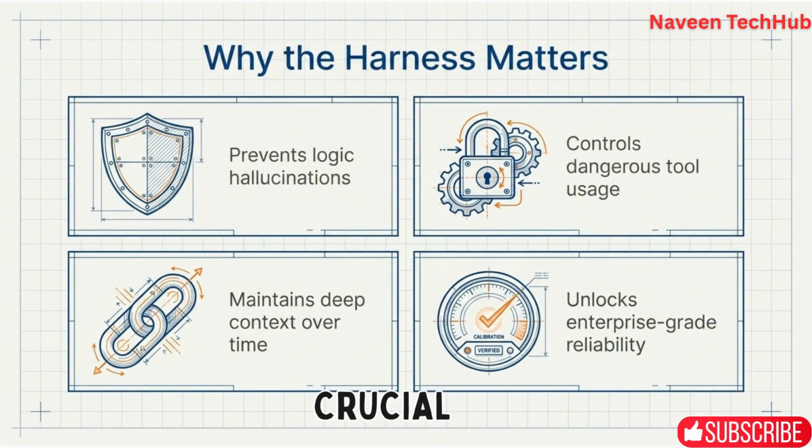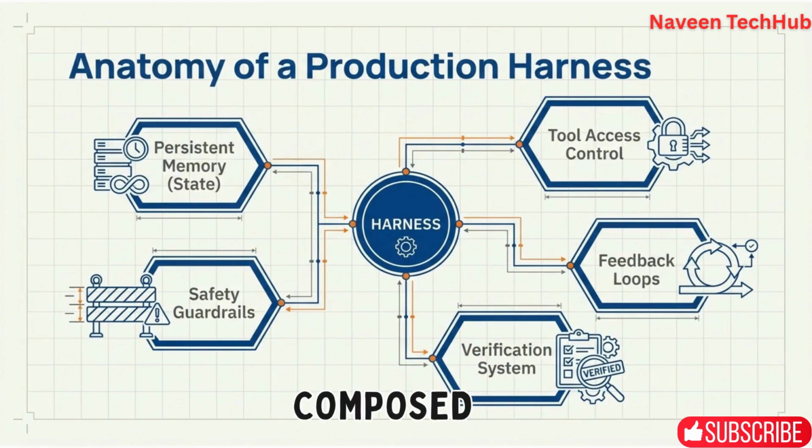The harness is crucial because it prevents logic hallucinations, controls dangerous tool usage, maintains deep context over time, and unlocks enterprise-grade reliability for your agents. A production harness is composed of 5 key components: persistent memory, tool access control, feedback loops, safety guardrails, and a verification system. We'll examine each component in detail.